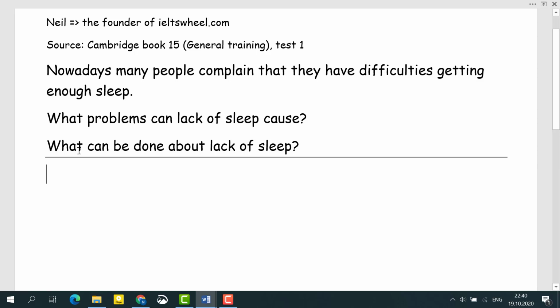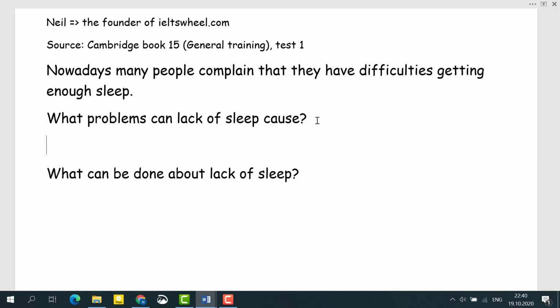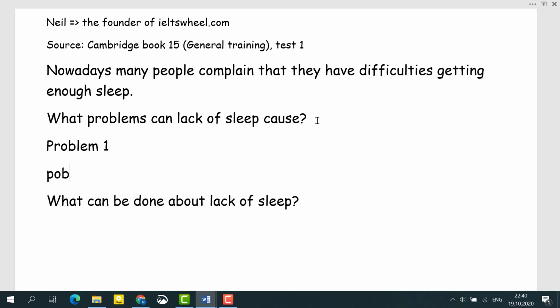Nowadays, many people complain that they have difficulties getting enough sleep. And the questions are, what problems can lack of sleep cause? This is the first question. And the second question is, what can be done about lack of sleep? Okay, so here pay attention to this word problems. So the examiner wants us to talk about at least two problems. Okay, so we have to make a plan. So we have to talk about the first problem, and then we have to talk about the second problem.